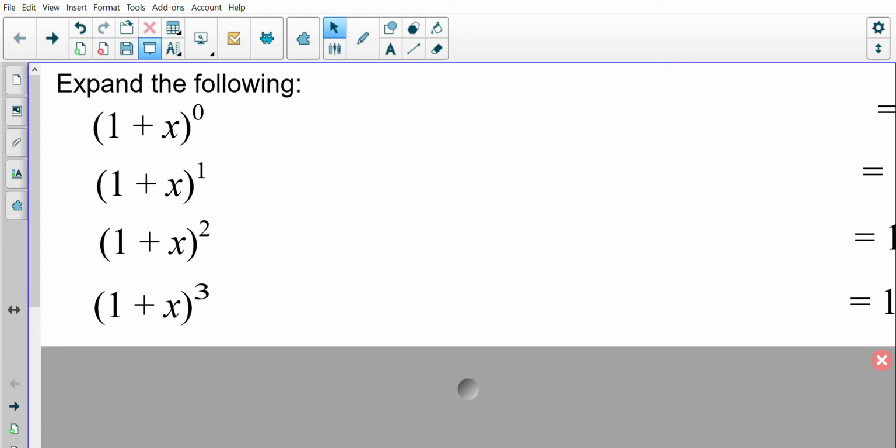To begin with today, I want you to expand the following 4 sets of brackets. So just pause the video and expand the brackets. So what should you have got?